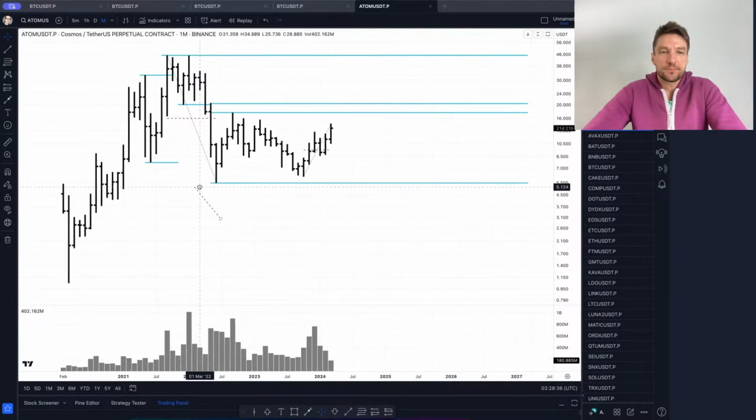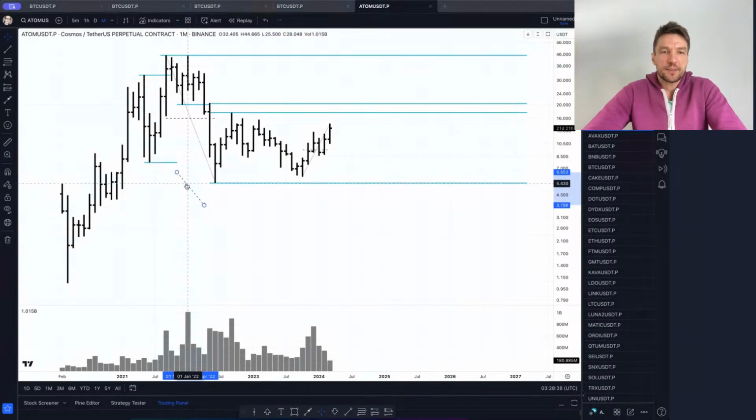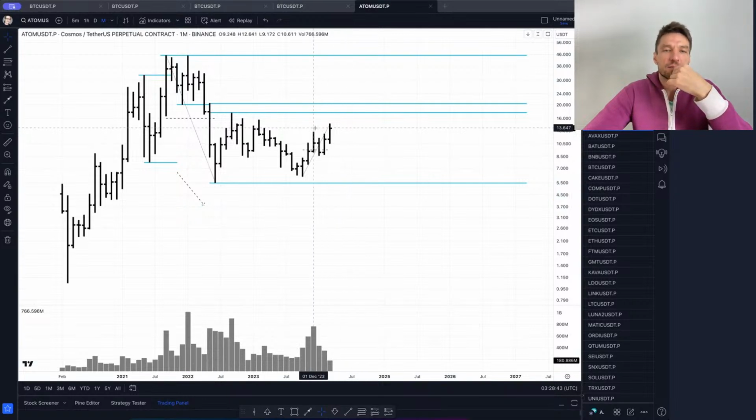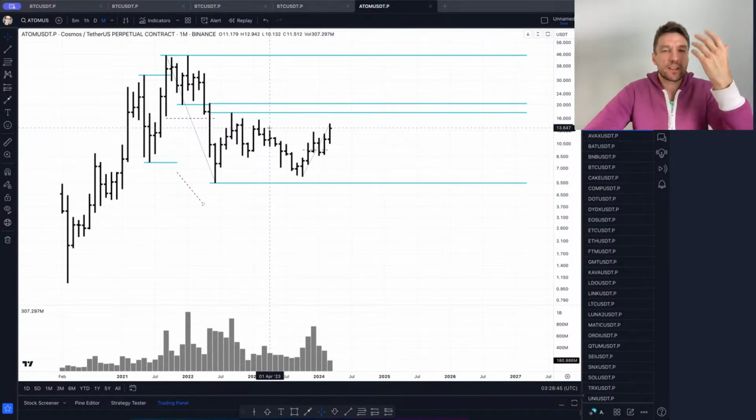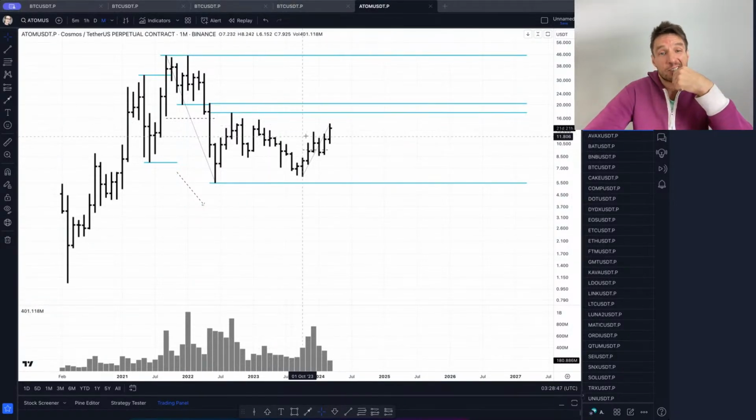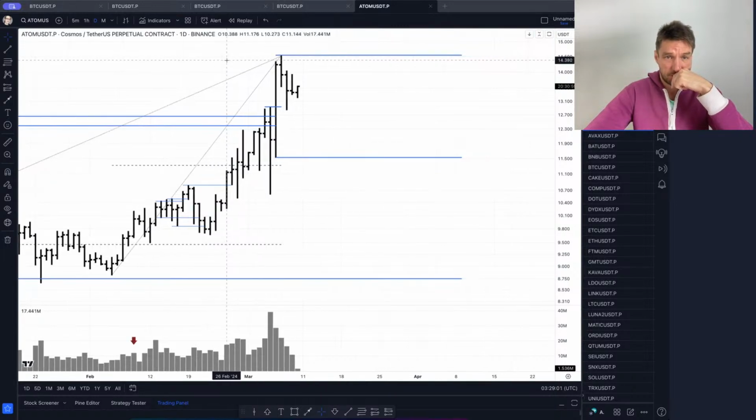I don't know, nothing exciting on Atom. It's in no man's land on monthly because there is no contextual direction of this model yet. We'll wait for it either to come here or to come here. You can look at this model independently, just see what it does at 0.5. And on daily, it broke above, it's correcting.